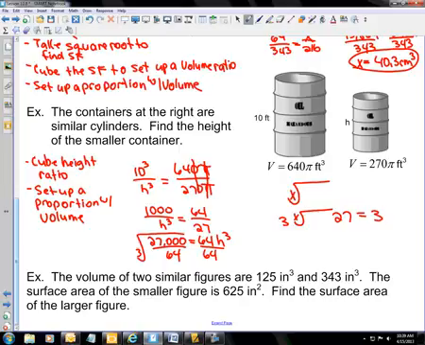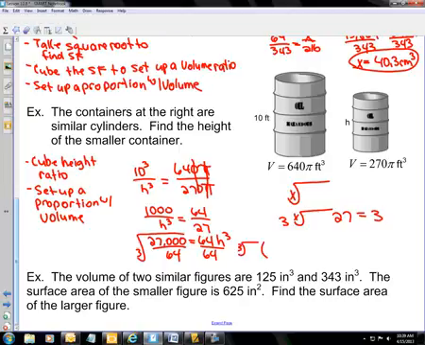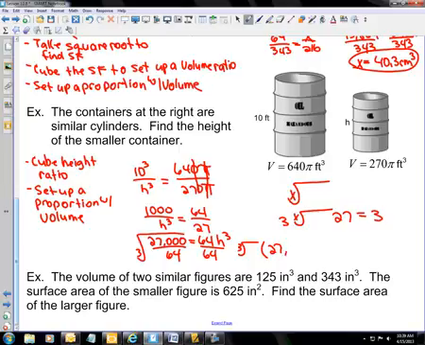Now the other thing you got to remember when you do the cube root of a fraction is that you have to put it in parentheses. You have to put the division in parentheses. So you would do the cubed root, and then you would open a parenthesis, and you would do 27,000 divided by 64. And the answer you should get for the height is 7.5. Did you get the same answer?